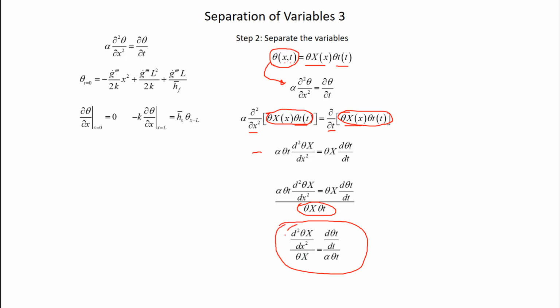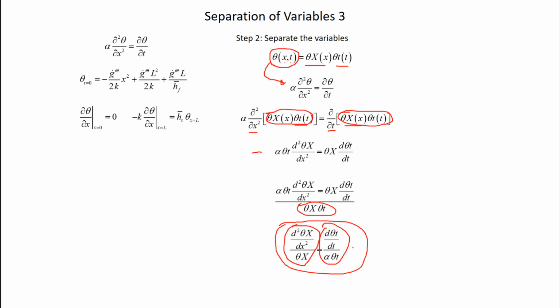This is only a function of x. This is only a function of time. The only way this can be true everywhere is if these two groups are equal to each other, obviously, and equal to a constant, right?